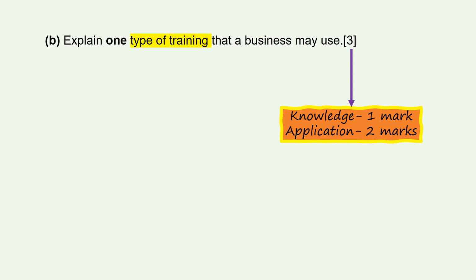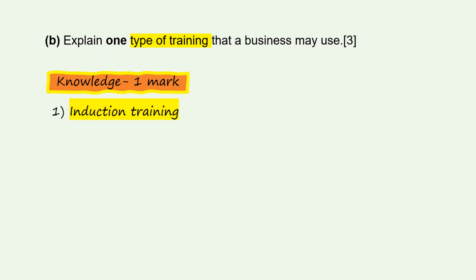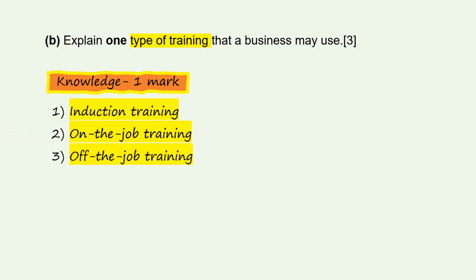Business terminology is a type of training that a business may use. All right. For the 1 mark knowledge, what we will have to write. First of all, say the types of training that we have in our syllabus. First one is induction training. The second one is on-the-job training. And the third one is off-the-job training.